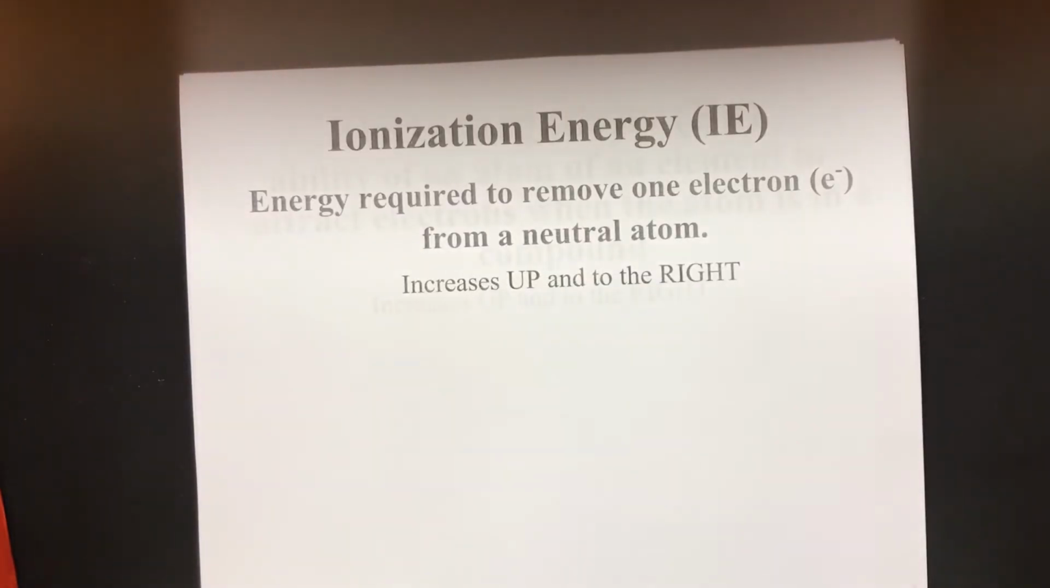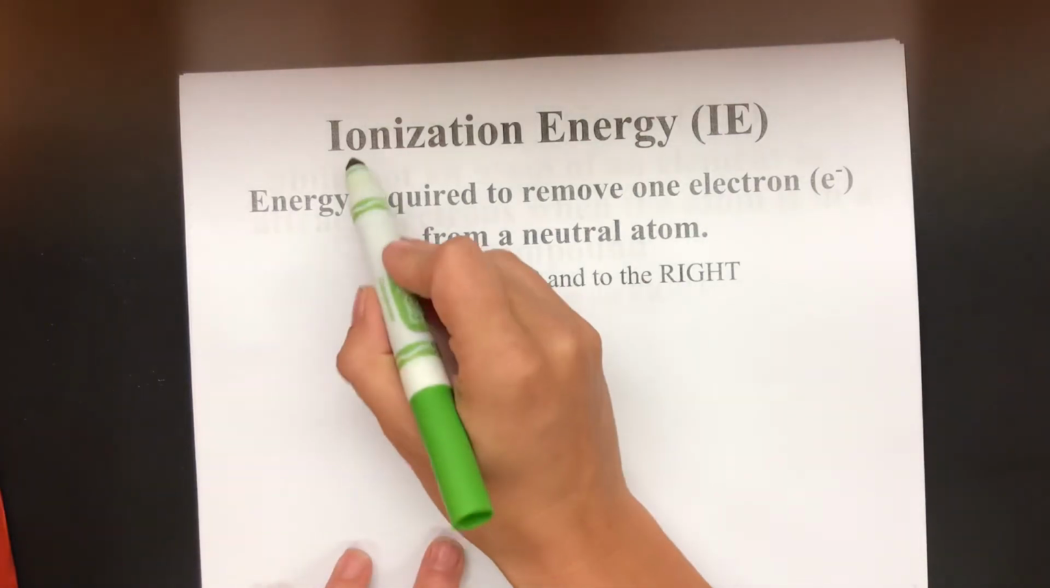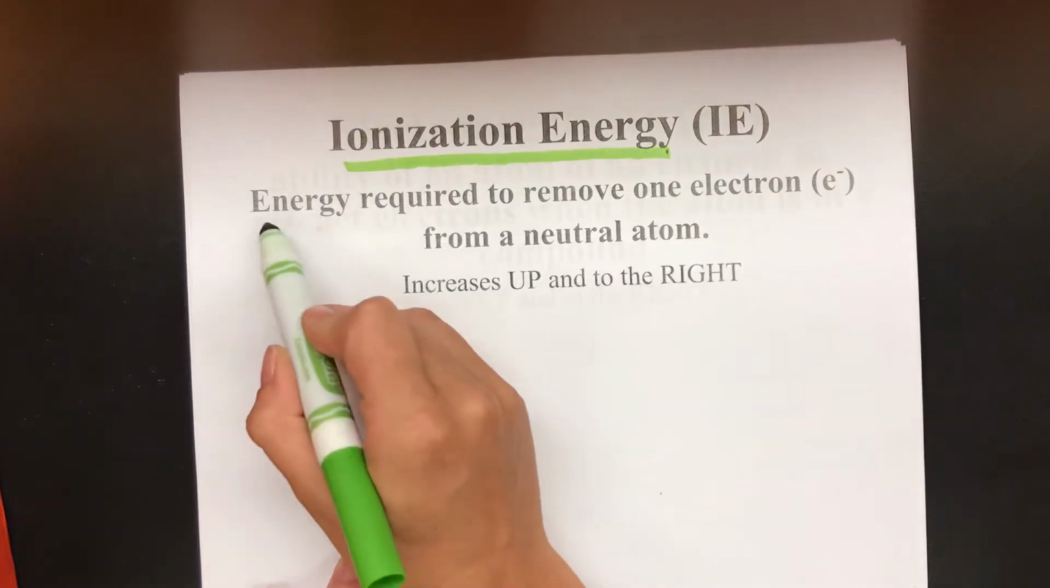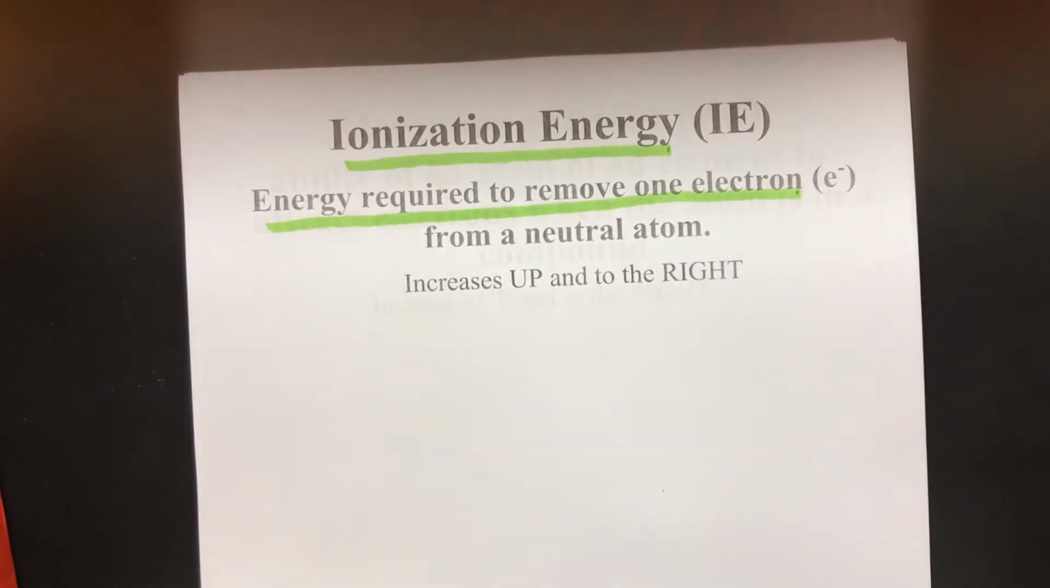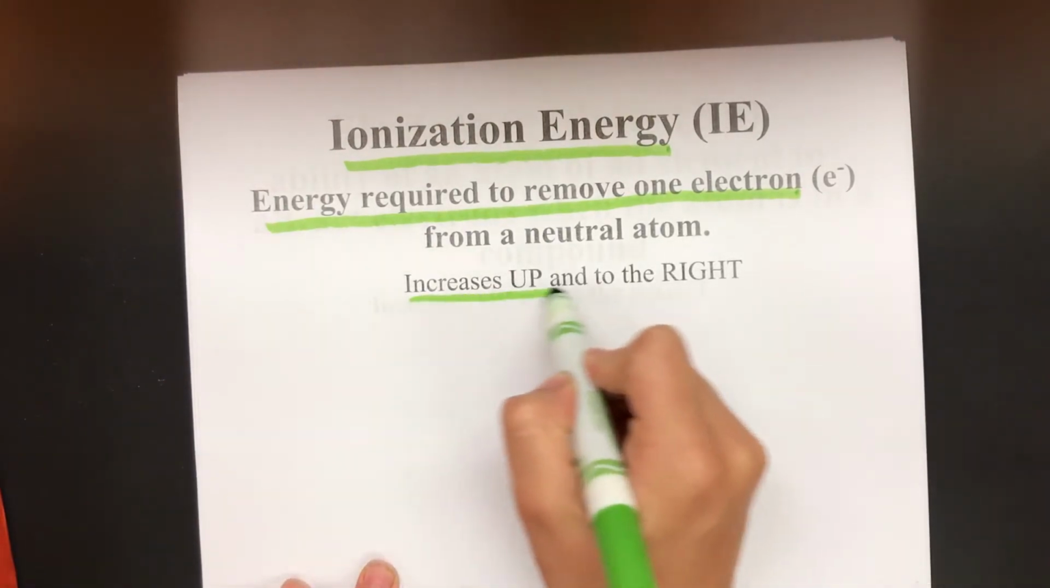Okay? Now, the next few slides are about the trends that happen in a periodic table. You need to know the definitions, and you've got to be able to figure out which element has more of that topic that we're talking about. So the first one, ionization energy. Energy required to remove an electron. So how much energy it takes to go in and snatch an electron out of that atom. It increases up and to the right.